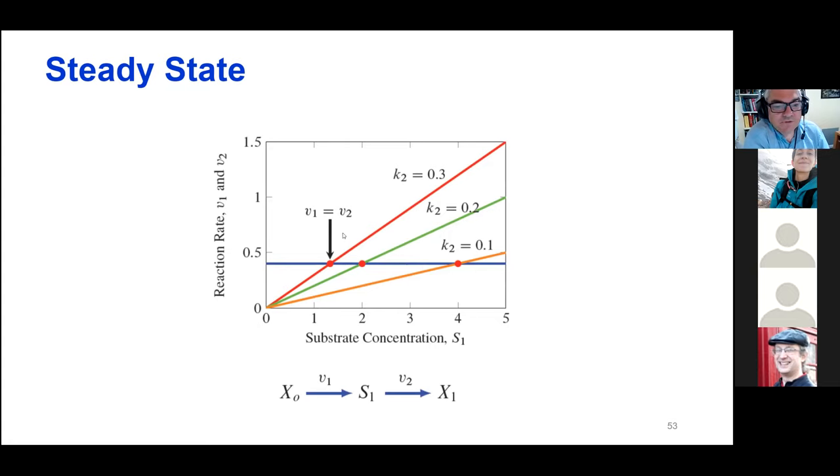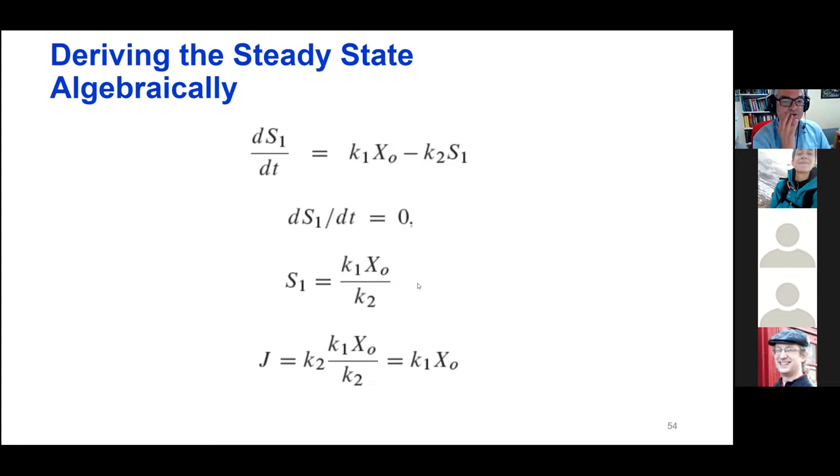All right. So V2, at steady state, V2 has to match V1. It basically has no choice in the matter because V1 is basically fixing the steady state rate. Okay, so you can do this analytically.